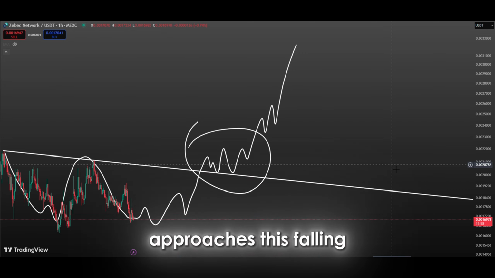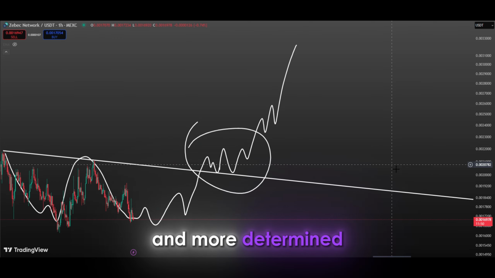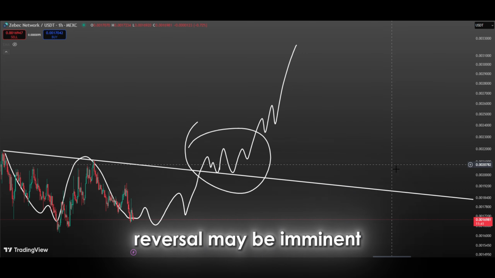Moreover, when the price approaches this falling trend line again, coupled with the fact that the previous lows have been maintained, it shows that buyers are now stronger and more determined. This type of structure is usually considered a reversal pattern. This means that the downtrend may be preparing to end and a trend reversal may be imminent.